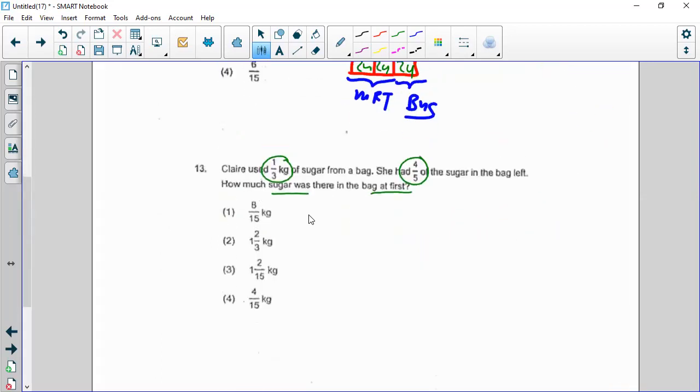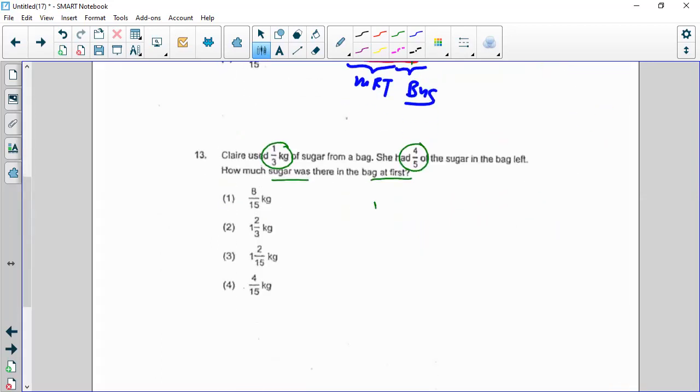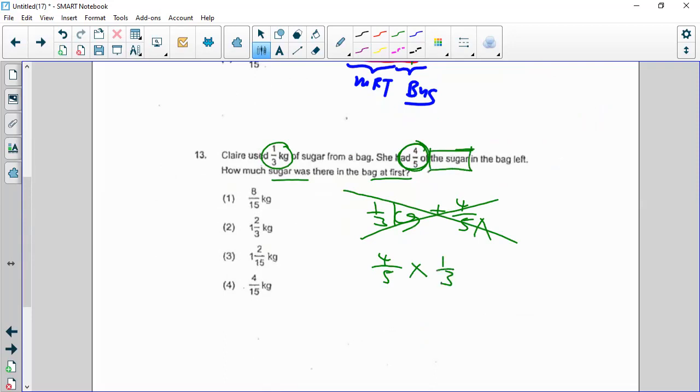Okay, now once again, did anybody take 1/3 kg that she used, and then you get plus 4/5? Now, if you've done that, you didn't learn your lesson. You cannot add the 2 fractions because there's no kg in front of 4/5. So this is a wrong step. So you must find how much she had left. She had 4/5 of the sugar left, which is how much? 4/5 of is what? Of is times, and this fraction is talking about the what? Talking about the sugar, right? The sugar in the bag, which is she had 4/5 of the sugar left, right?